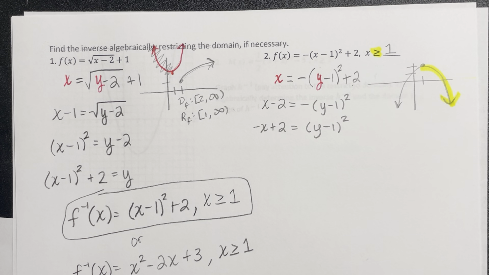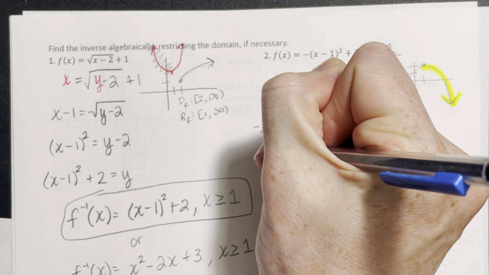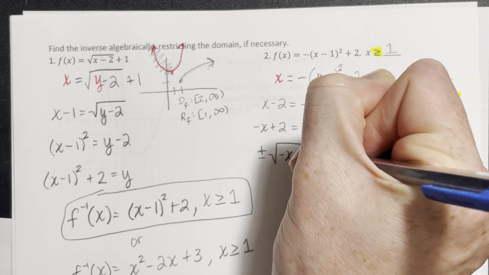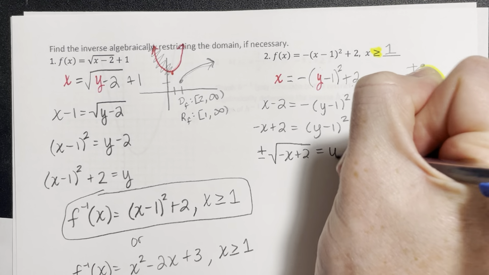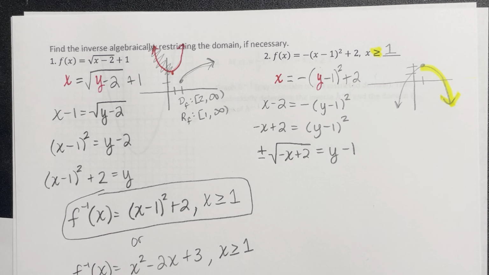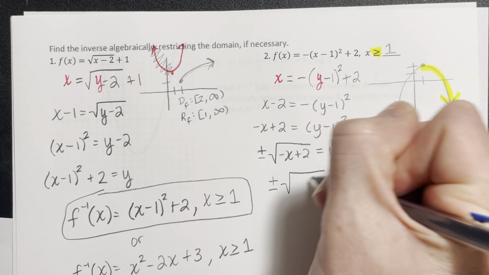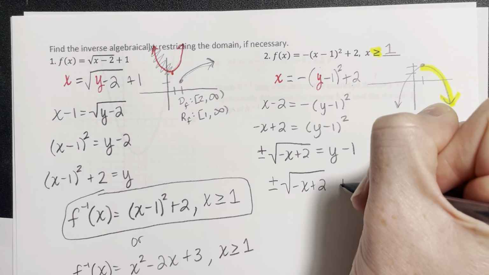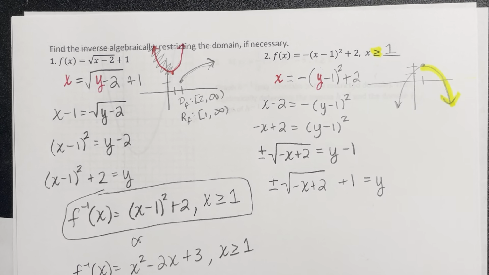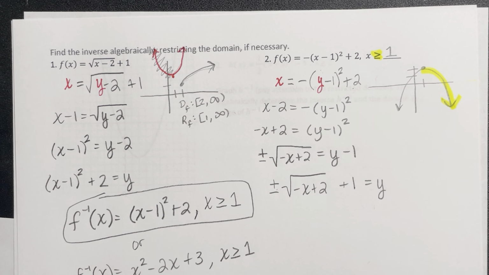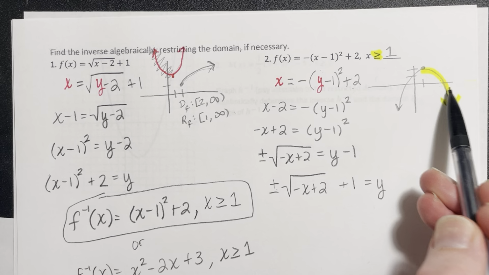Then we would square root both sides. When we square root both sides, we have a positive or negative square root of negative x plus 2 is equal to y minus 1. I can add 1 to both sides. And so we actually end up with two different functions. One has y equals the positive square root, and the other one has the negative square root. And this is where we're talking about this domain restriction.